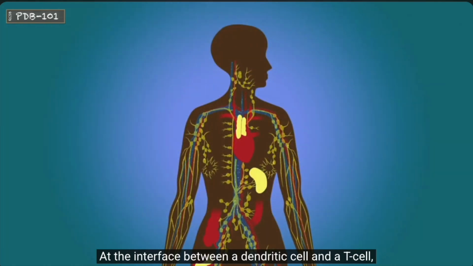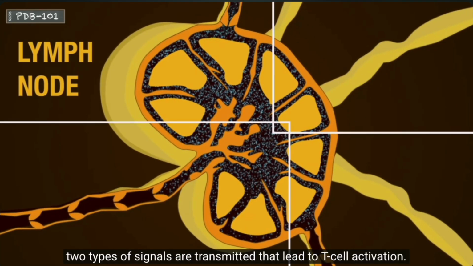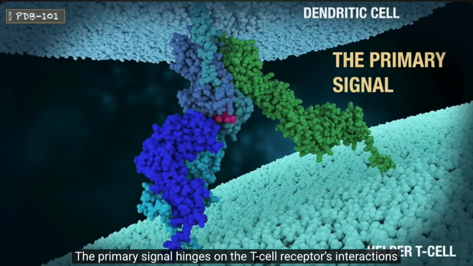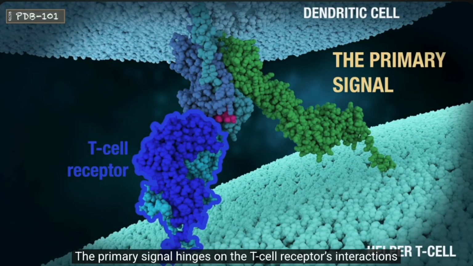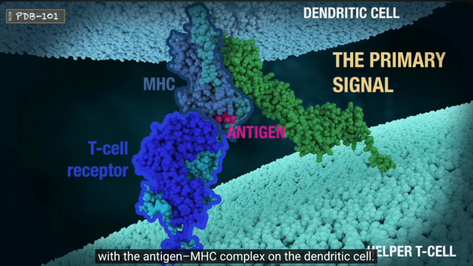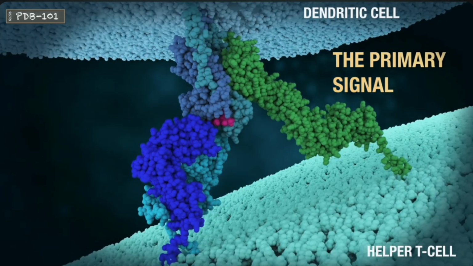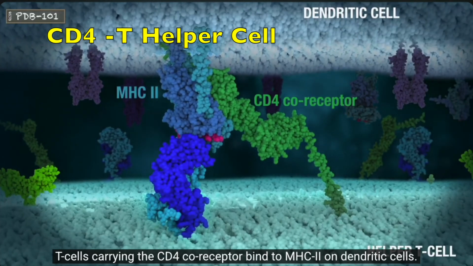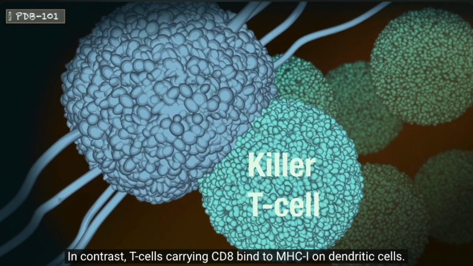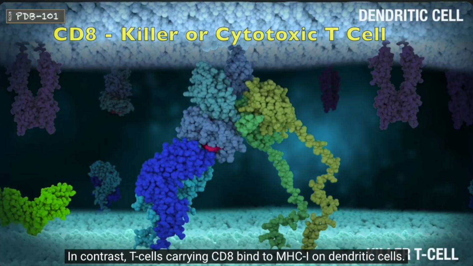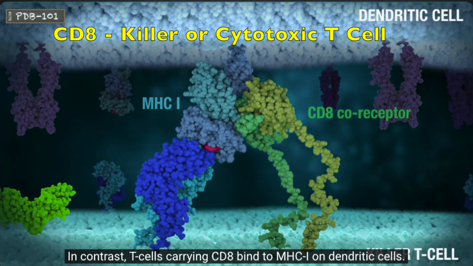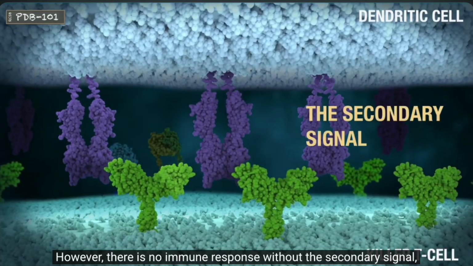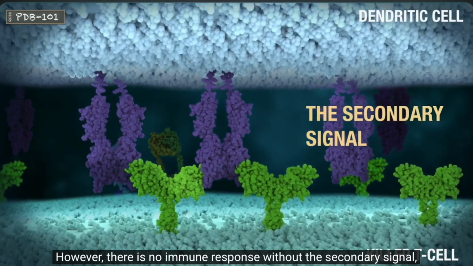At the interface between a dendritic cell and a T cell, two types of signals are transmitted that lead to T cell activation. The primary signal hinges on the T cell receptor's interactions with the antigen MHC complex on the dendritic cell. T cells carrying the CD4 coreceptor bind to MHC II on dendritic cells. In contrast, T cells carrying CD8 bind to MHC I on dendritic cells. However, there is no immune response without the secondary signal to activate the T cells.